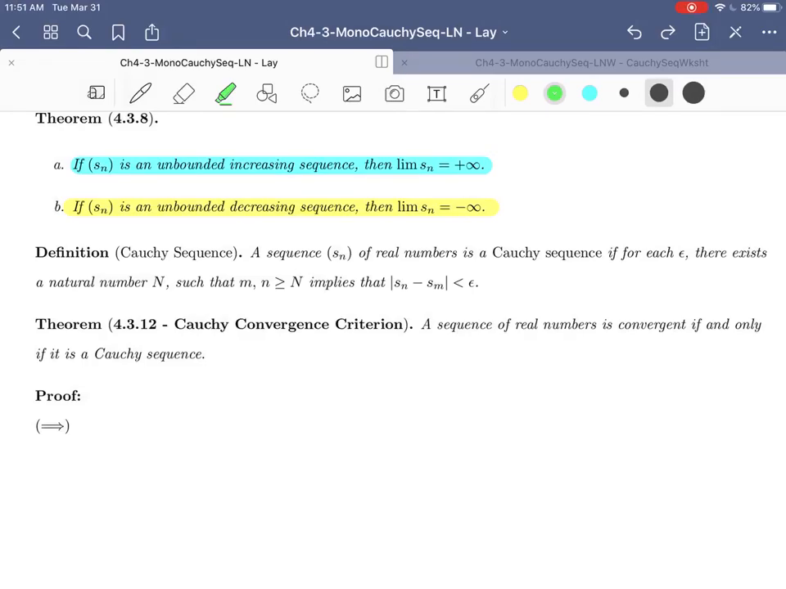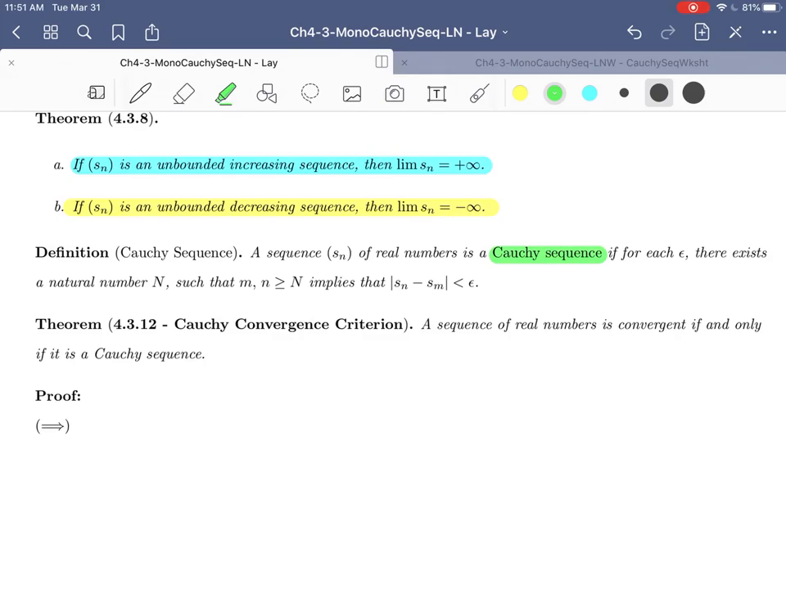All right, let's take a look at what a Cauchy sequence is. A sequence, S of n, of real numbers is a Cauchy sequence if for every epsilon there exists a natural number N such that whenever both m and n are greater than big N, this implies that the distance between those two terms in the sequence is going to be less than epsilon.